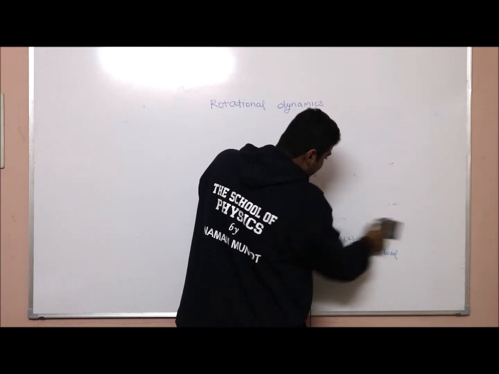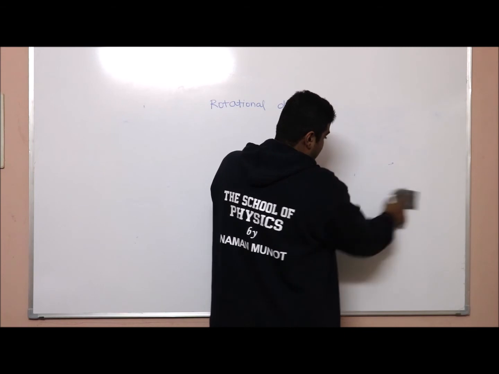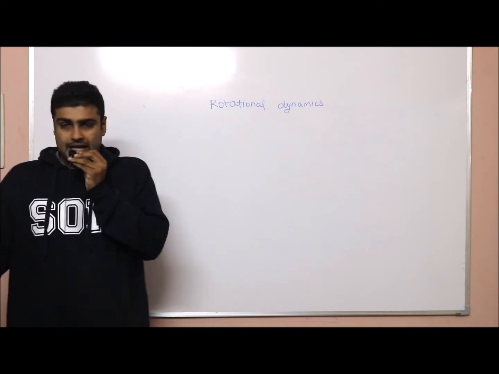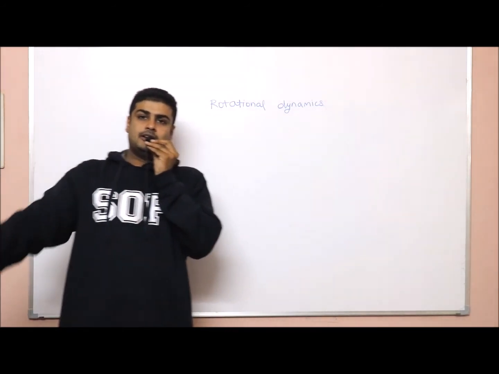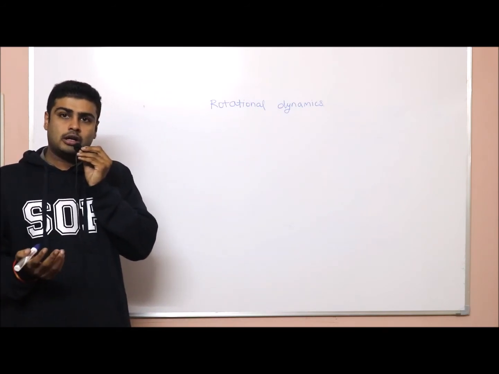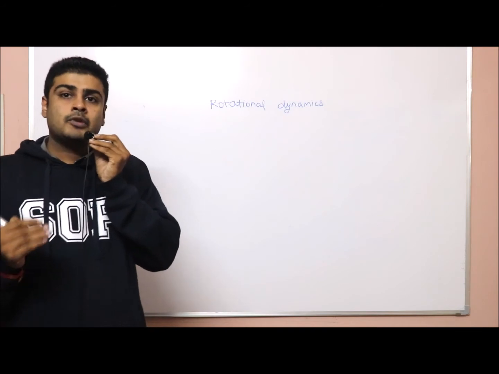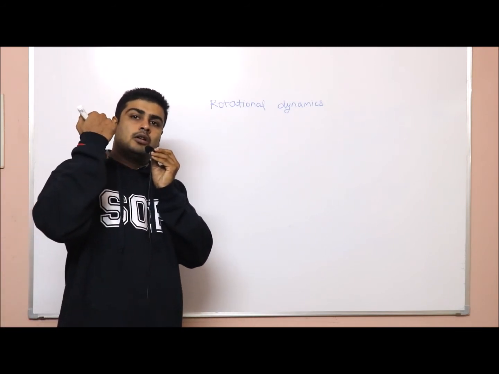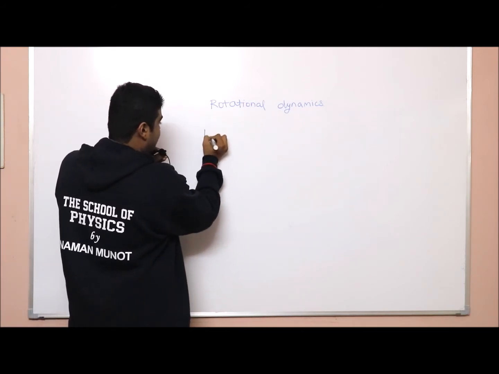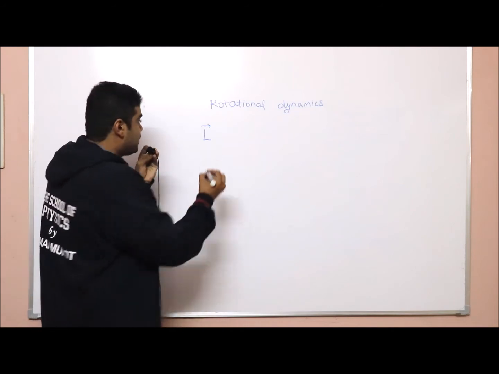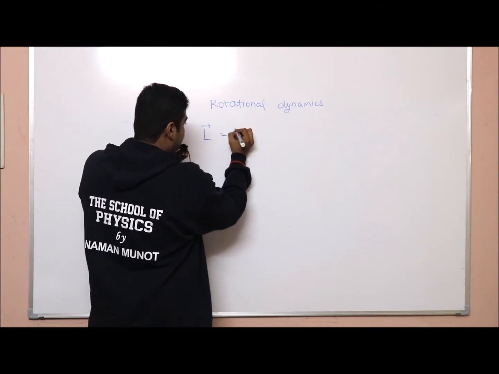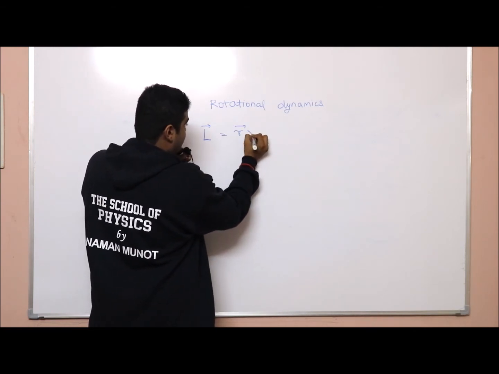The next thing that we are going to talk about is angular momentum and torque. Angular momentum in rotational motion is similar to momentum in translational motion, and torque in rotational motion is similar to force in translational motion. So we have two things to remember. Angular momentum is denoted by L vector, which is equal to r cross momentum.